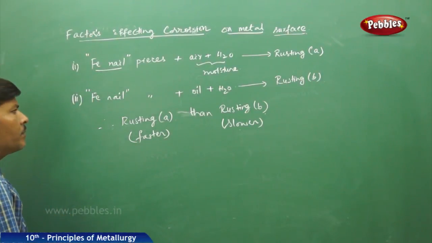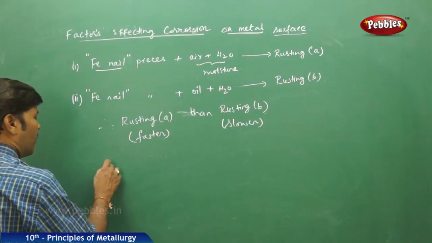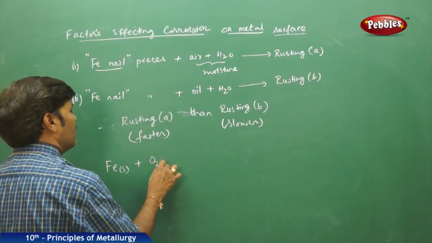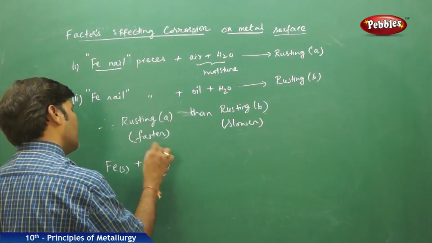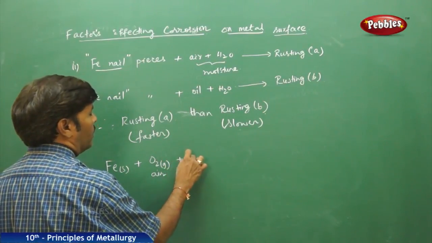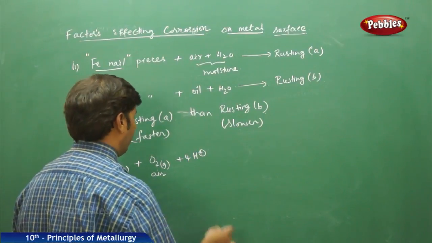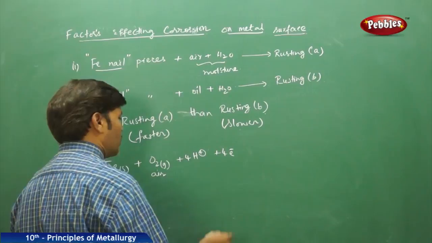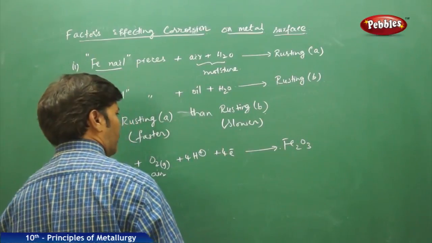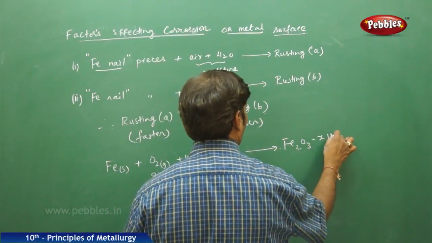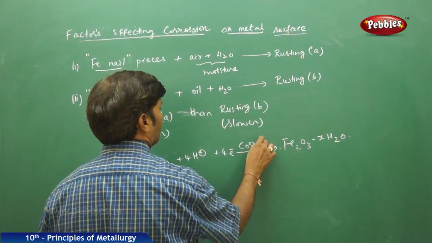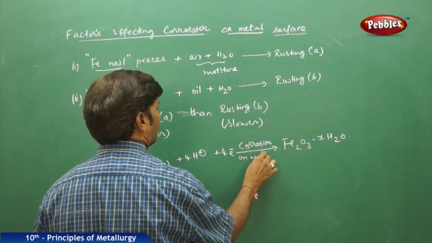So from this observation, what you are noticing is, if you go to the mechanism, iron solid plus O2 gas, that is air, and if you take moisture, that is 4H plus ions plus 4 electrons, gives rise to, we can simply take this as, Fe2O3 · xH2O. That means rusting, corrosion on metal surface.